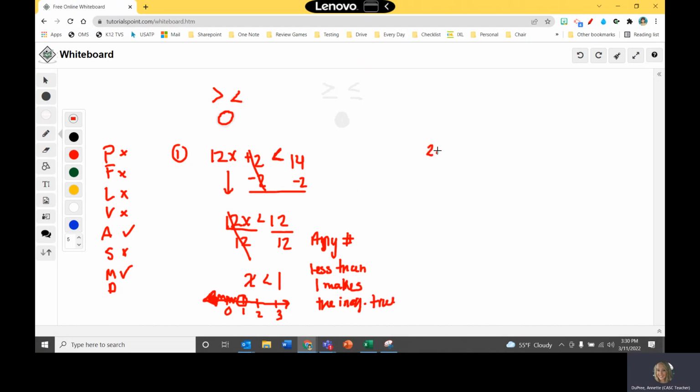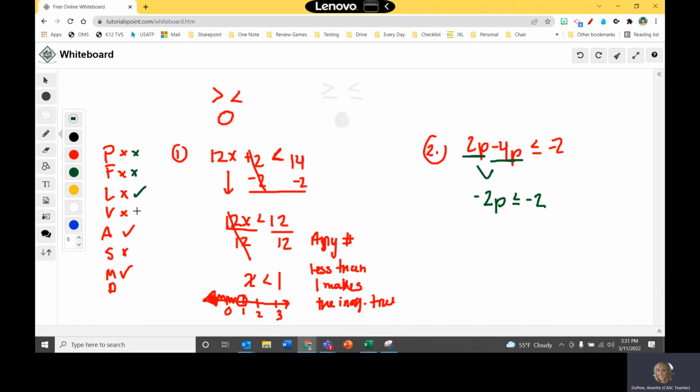Our second example, example 2, we have 2p minus 4p is less than or equal to negative 2. So we're going to go through our steps again. I'll do this one in green. There are no parentheses. There are no fractions. There are like terms. 2p minus 4p can be simplified because those are like terms. So 2p minus 4p is negative 2p, less than or equal to negative 2.